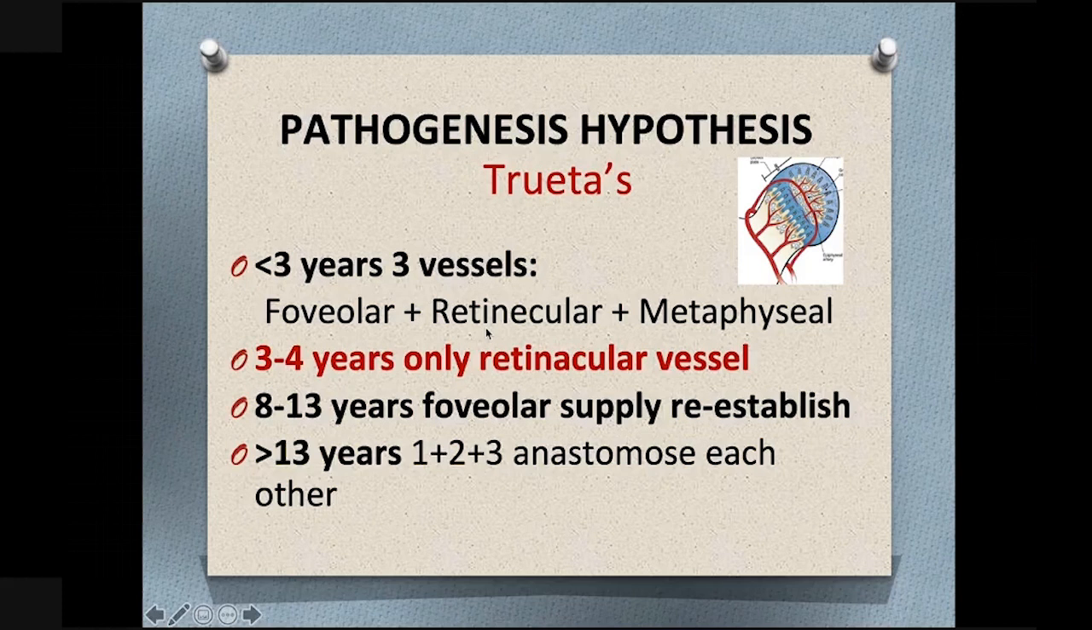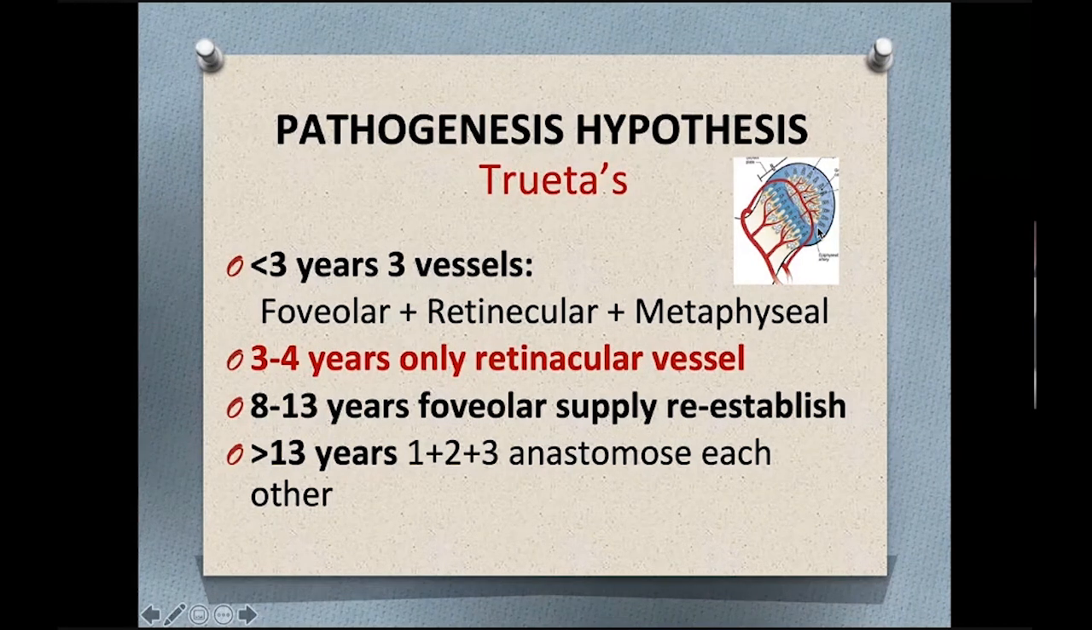Up to 3 years, there are 3 blood supplies: foveolar, retinacular, and metaphyseal. Then there is obliteration, and around 3 to 5 years, or 3 to 4 years, the only blood supply is the retinacular blood supply. But then it is re-established, and the foveolar artery restarts at the age of 8 years. At 8 years, and after 13 years, again there are 3 blood supplies, and they have extraosseous anastomosis. But the intraosseous blood supply from the metaphyseal to physeal area redevelops at the age of 13 years.